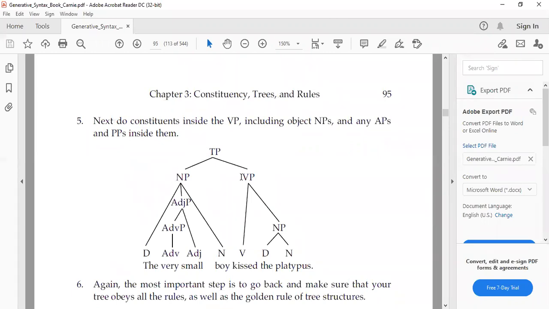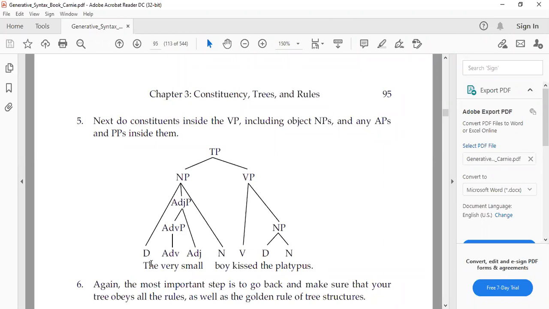And then we have NP and VP. So if we say the boy saw, this is the verb. So in a sentence, take another sentence: the very small boy kissed the platypus. Here we have the very small boy is one unit, NP. Kiss the platypus is another unit, VP.